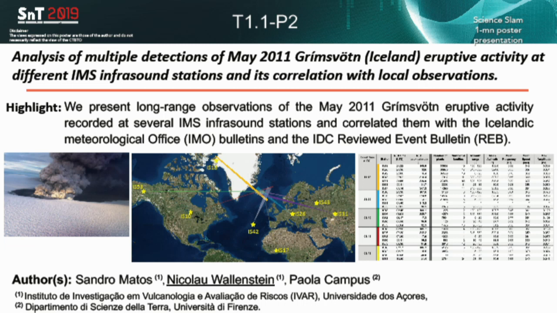So we have several events, and we detected the ones from Grímsvötn volcano in Iceland in May 2011. The distances from the source to the stations range from 2,230 kilometers to 6,500 kilometers. We compared the detections, the IMO observations in the field, with our detections and the REB, and they are coherent. We have some other results that we want to present, and we invite you to go to the poster to discuss in detail. Thank you very much.